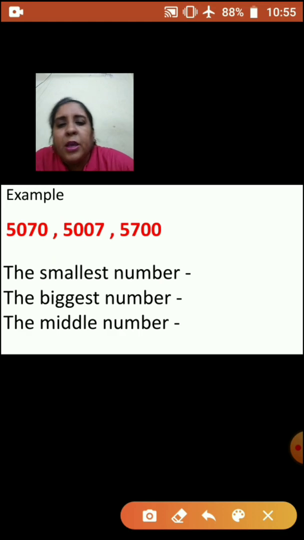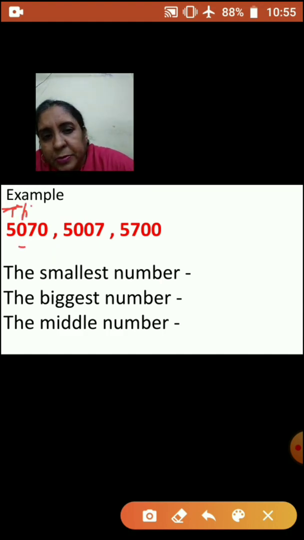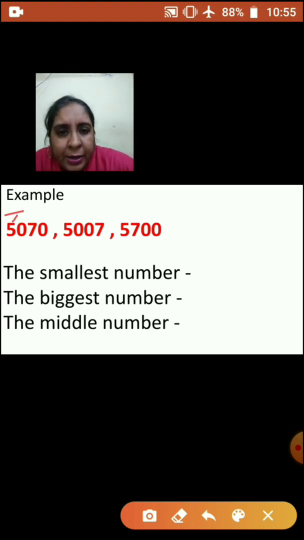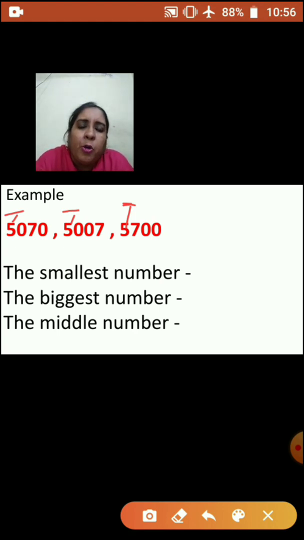Now if you see which number is on thousands place, 5, right? 5 is on thousands place. Then 0 is on hundreds place. 7 is on tens place. Wait, I will write again. Now 5 is on thousands place, right? Here also 5 is on thousands place. Here also 5 is on thousands place. So what we will do if all the thousands numbers are same? 5, 5, 5. What you will do? You will go to the next number.